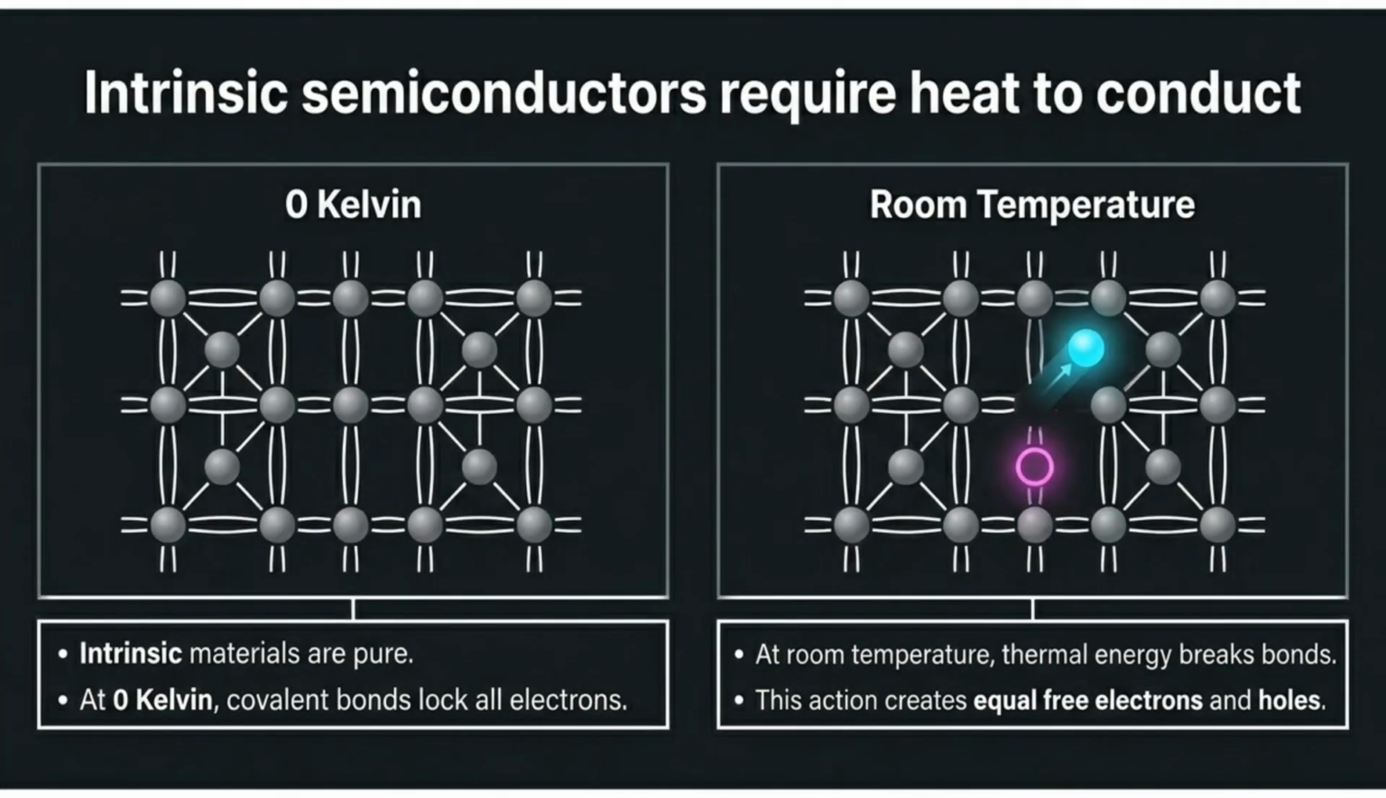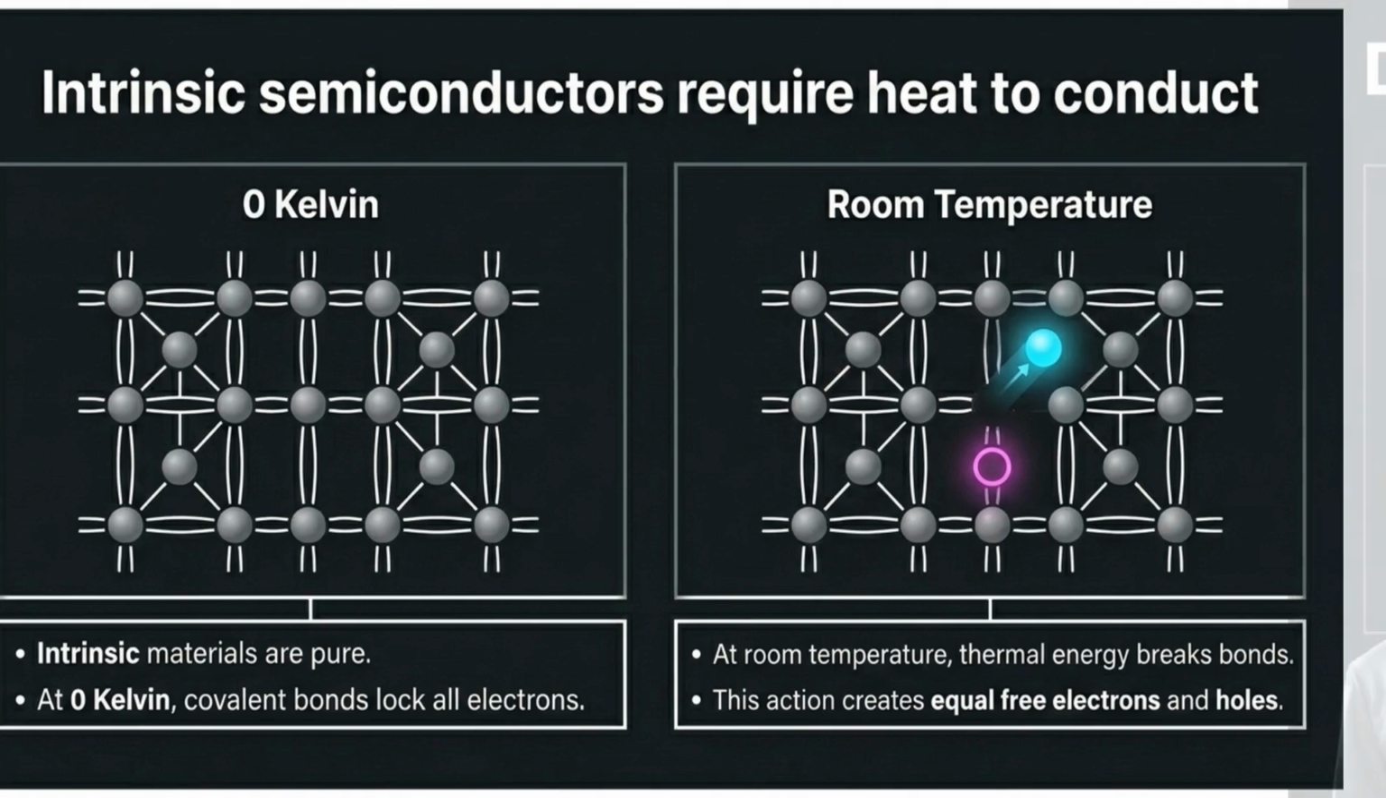Intrinsic semiconductors are pure materials. At 0 Kelvin, covalent bonds lock all electrons. At room temperature, thermal energy breaks bonds, creating equal free electrons and holes for conduction.